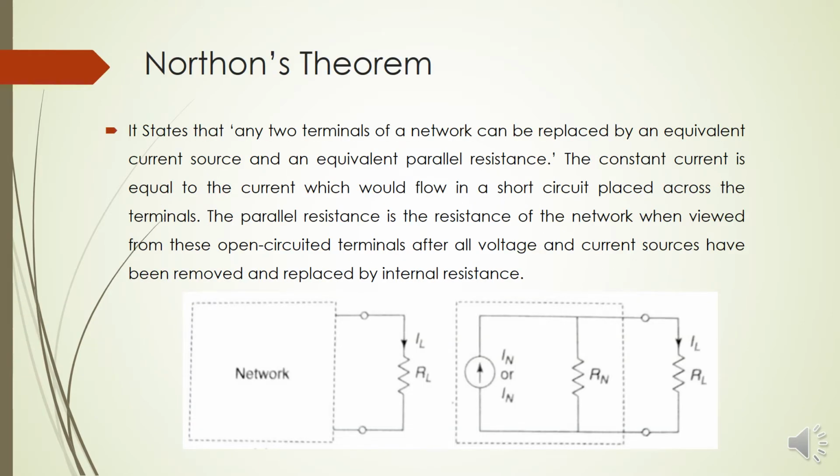This theorem states that any two terminals of a network can be replaced by an equivalent current source and an equivalent parallel resistance. The constant current is equal to the current which would flow in a short circuit placed across the terminals. The parallel resistance is the resistance of the network when viewed from these open-circuited terminals after all voltage and current sources have been removed and replaced by their internal resistances.